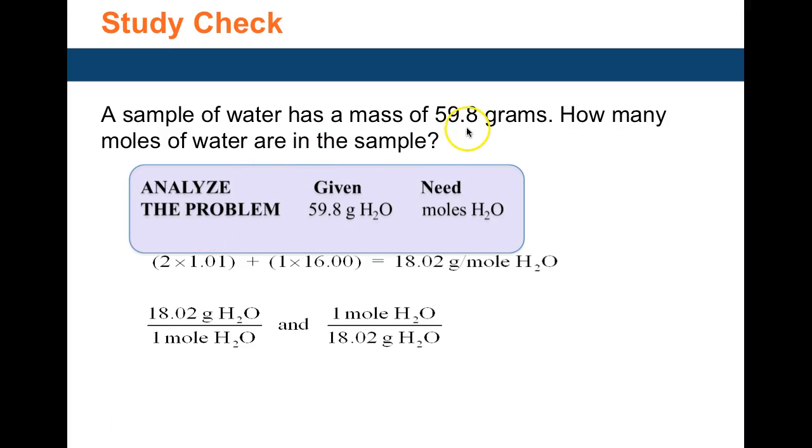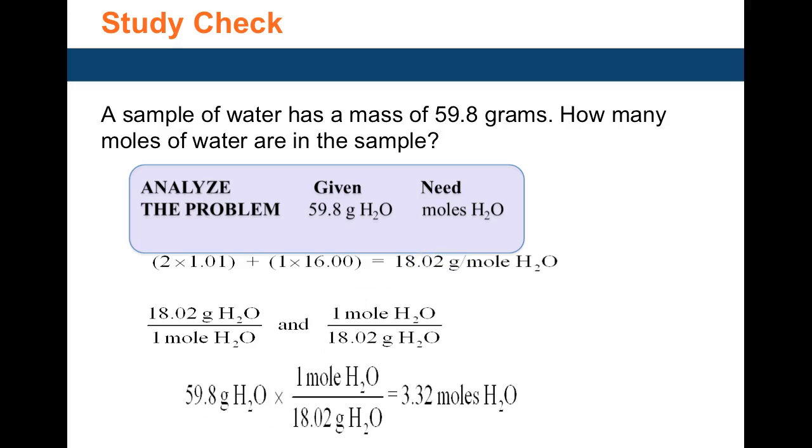So a sample of water is 59.8 grams of water. The molar mass of water is 18.02. So divide the 59.8 by 18.02 and you will get your moles. So 3.32 moles of water.